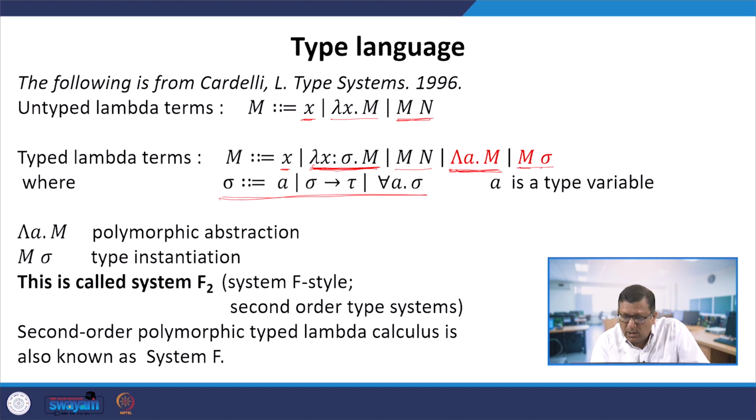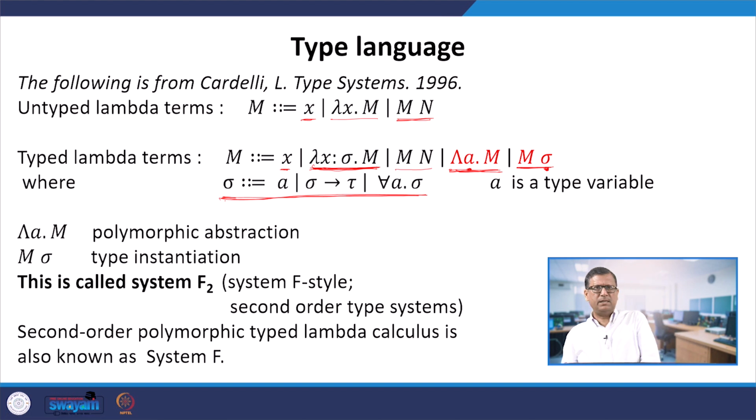So we do this: M now applied to sigma. Sigma is a type here. So you see very carefully that A is a type variable here. Sigma is from this type language and this will be a type. Sigma is a type, A is a type variable.